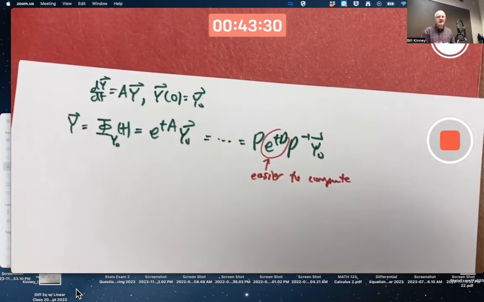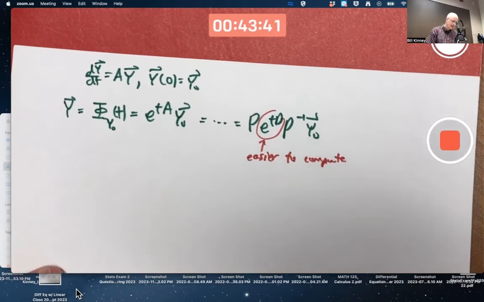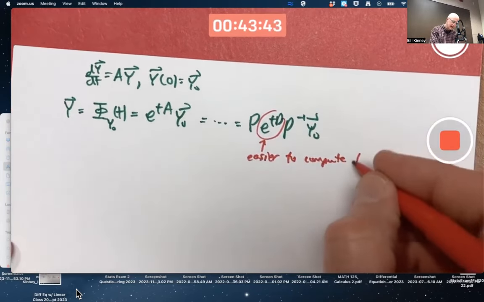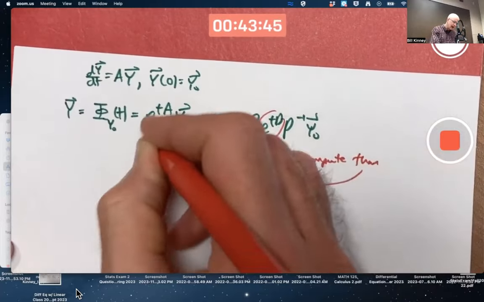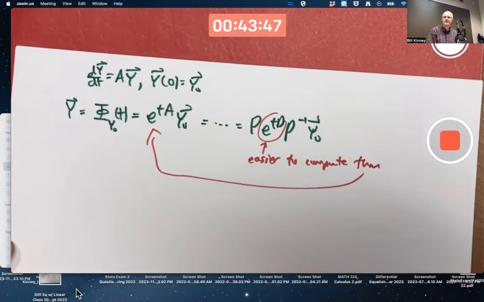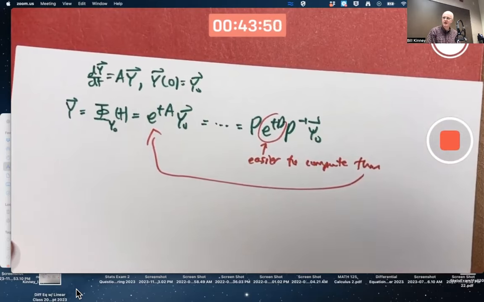By the way, I forgot to remind you, the columns of P are the eigenvectors. And when there are n linearly independent eigenvectors, P will be invertible, and you can do all this. This is easier to compute than this thing directly. It's an indirect computation, you might say.